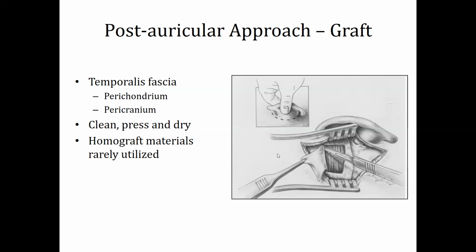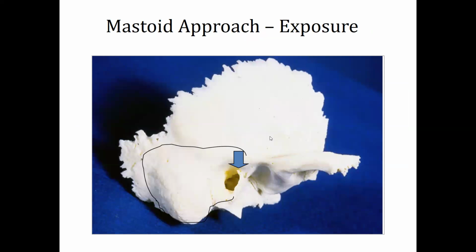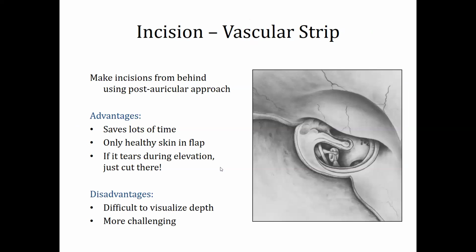So these are great. So post-auricular incision, we can get temporalis fascia, we can get pericranium, we can sometimes use other tissues as needed. Of course, we know the mastoid approach, right? So typically a lot of our work is going to be through this corridor, plus or minus wall down. We're going to talk about that shortly.